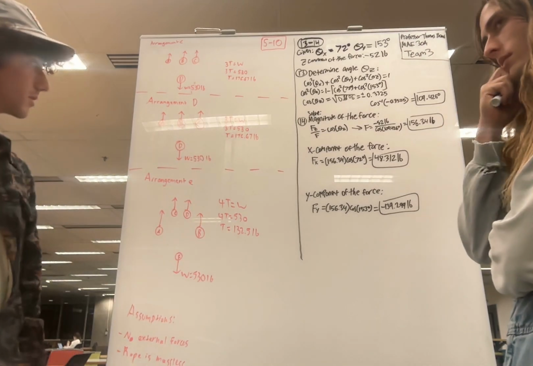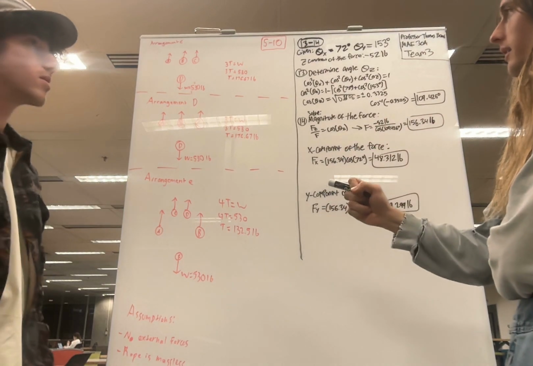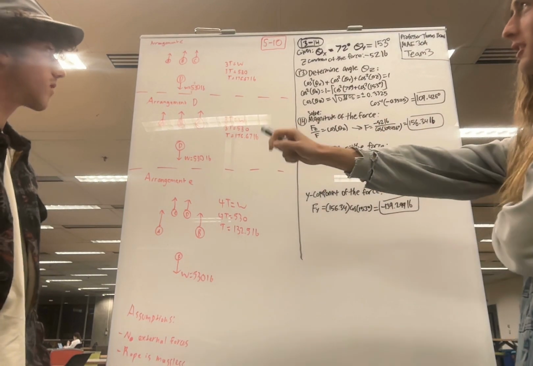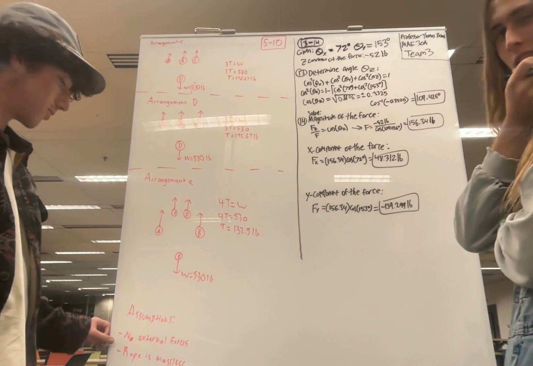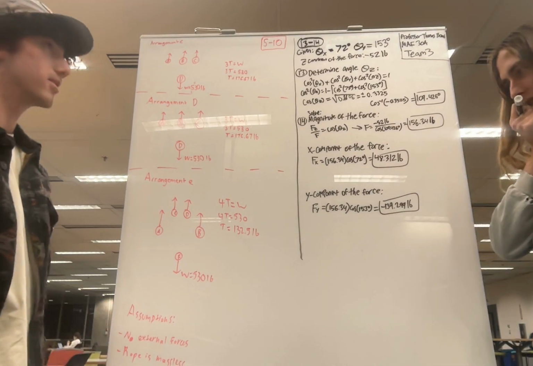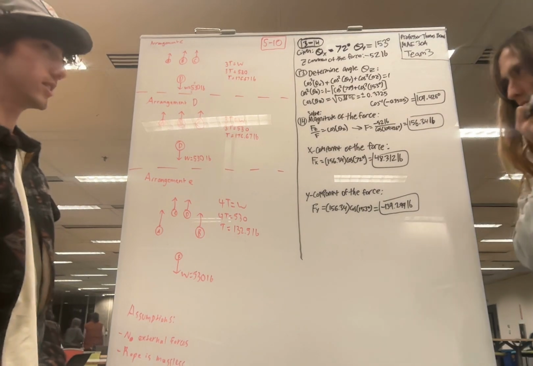So this is a simplified drawing of the arrangements. And for all of these, we can assume that the tension is distributed evenly. Those assumptions are that there's no external forces and that the rope is massless. When we assume those things, we can assume that the tension is completely evenly distributed.